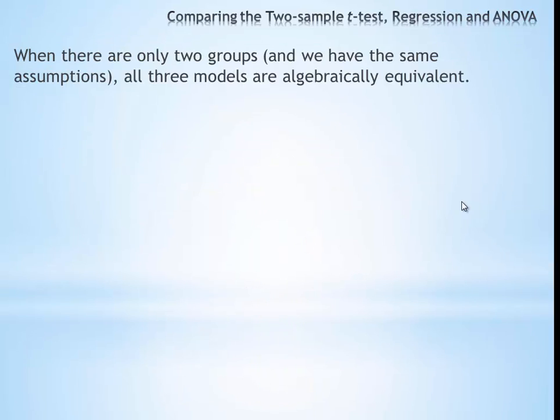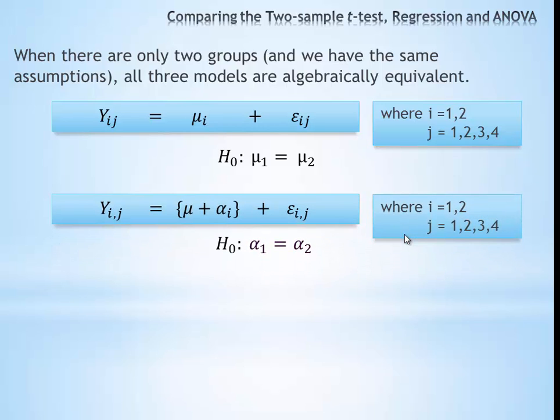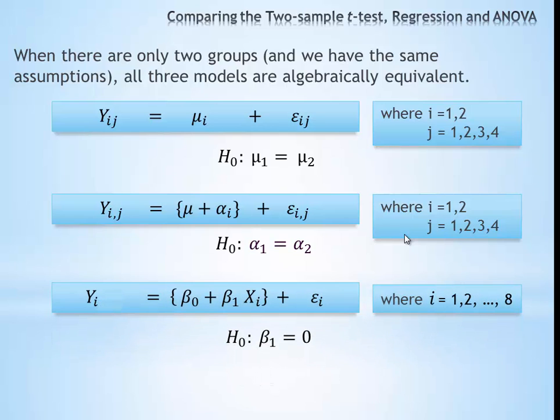In conclusion, this video focused on the special case when there are only two groups and we have the same model assumptions as discussed in the textbook. In this situation, all three models are mathematically equivalent. When we look at the two-sample t-test, we're testing mu1 is equal to mu2. When we're looking at ANOVA, we're testing whether the effect sizes are equivalent. And when we're looking at regression, we're testing whether the slope is equal to 0. When the models are mathematically identical and the assumptions are all equivalently met, you will get exactly the same p-value in all three cases.